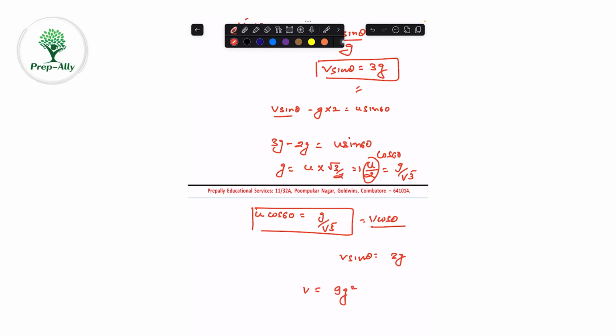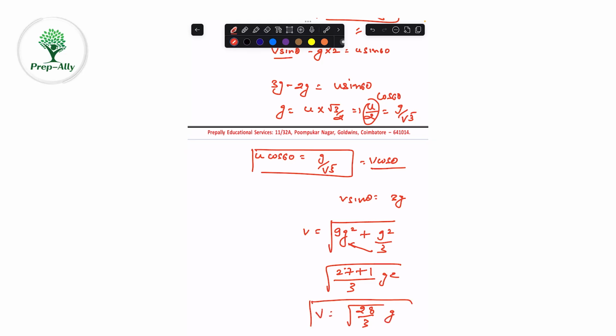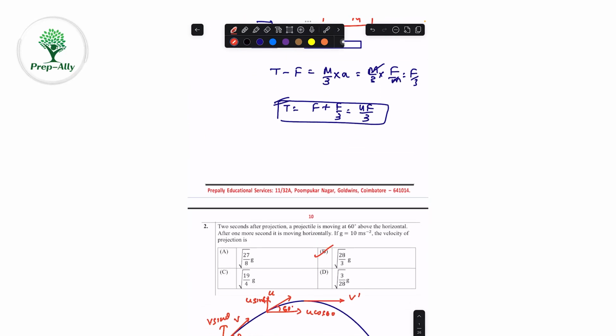9g square plus g square by 3 in a root. From here 9 will go there, it will become 27, 3 will go there, it will become 9 times 3 is 27, plus 1, divided by 3 g square in the root, which is root of 28 by 3 into g. That is the velocity with which the particle was thrown. If you see the options, option number B is matching, so B is the answer, and this is how you can solve these types of questions.